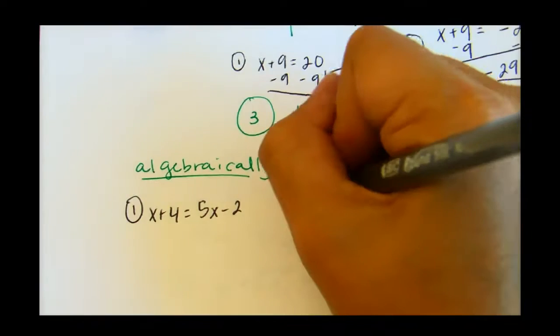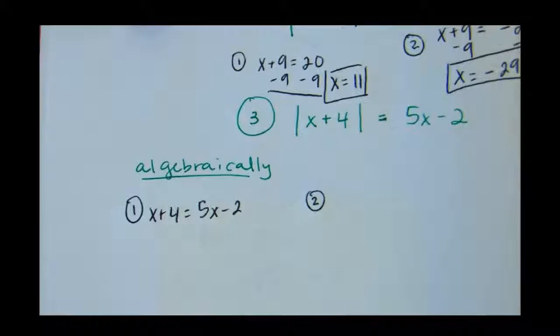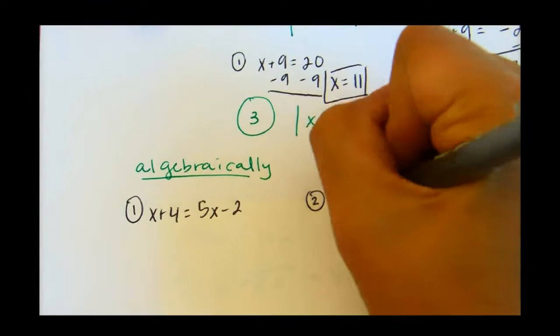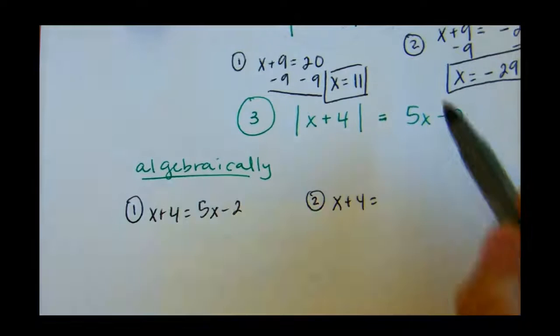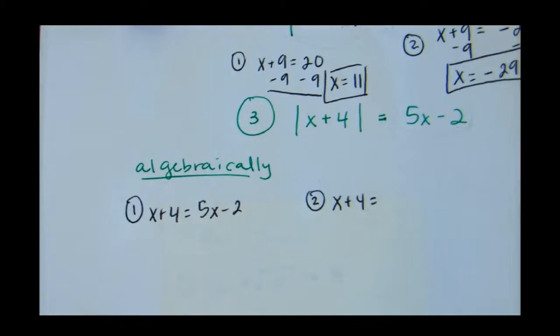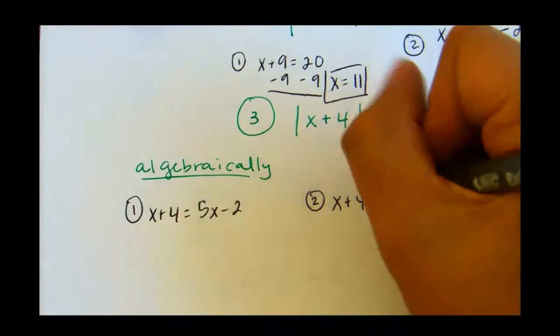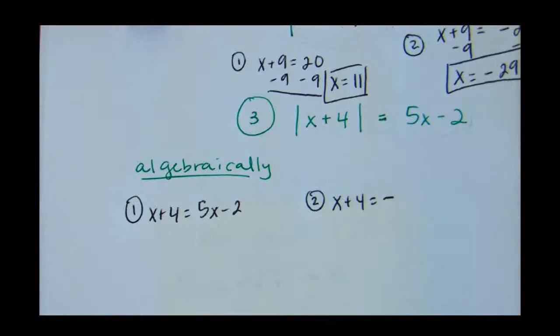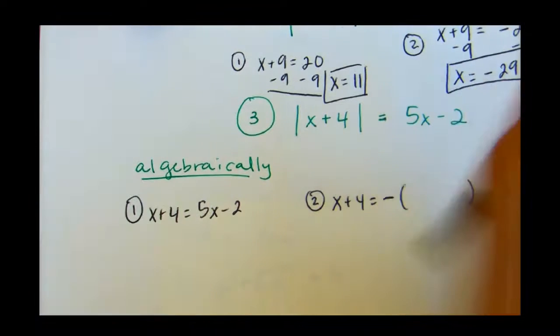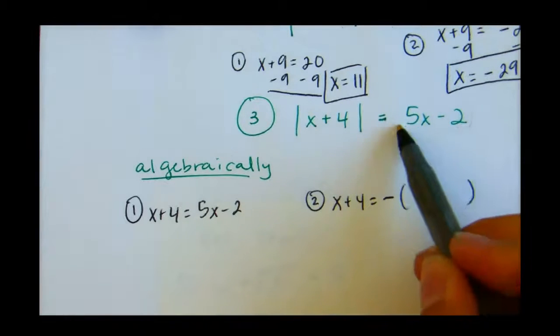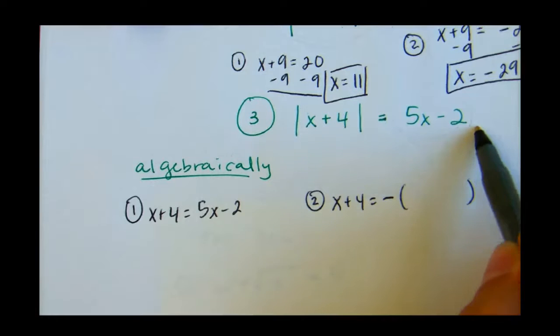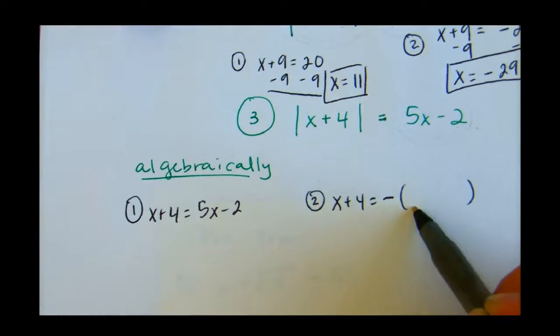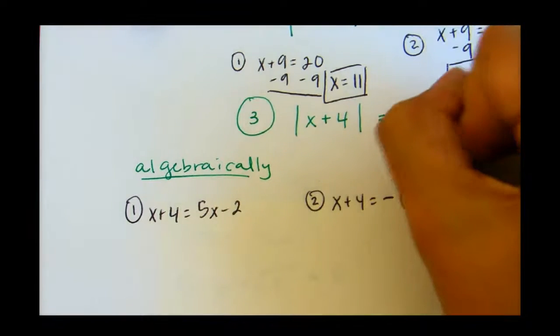I've got to have a second equation. My absolute value stays the same, so I've got x plus 4 equals, but then whatever is on the right-hand side of my equation, this 5x minus 2, has to become negative. Since I want that whole side to become negative, I'm going to put whatever is on this right-hand side into parentheses. So I've got a negative, and then in parentheses I'm going to put 5x minus 2.